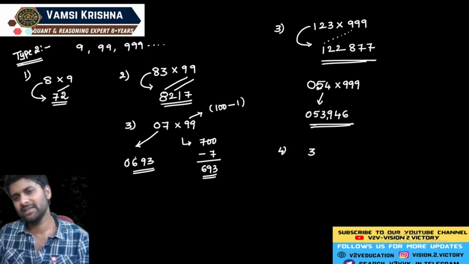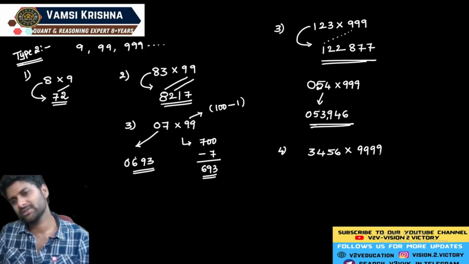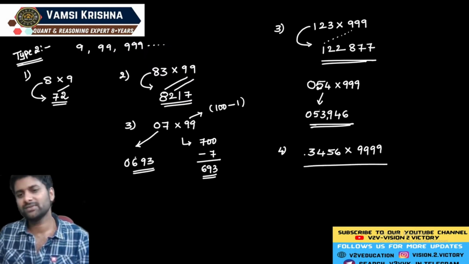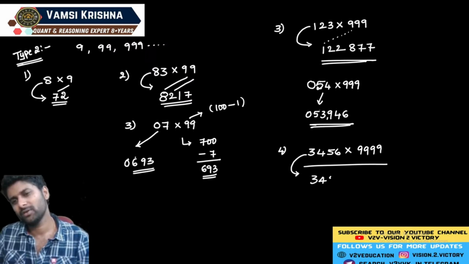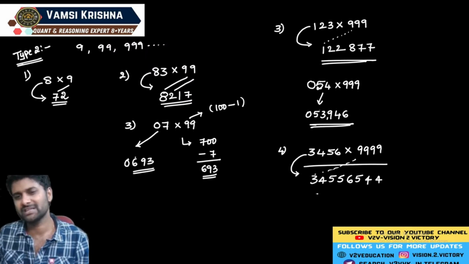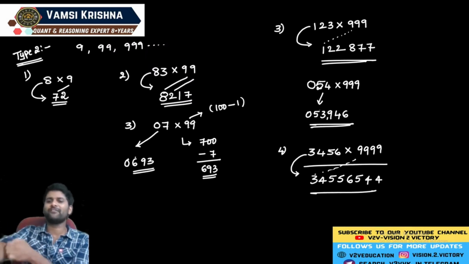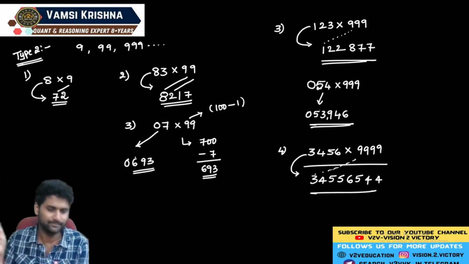Let me take 3456 multiplied by 9999. So take the previous number. What is the previous number here? 3455. Now 3 becomes 9, we need 6. 4 becomes 9, we need 5. 5 becomes 9, we need 4. 5 becomes 9, we need 4. So here the resultant is 34,556,544.